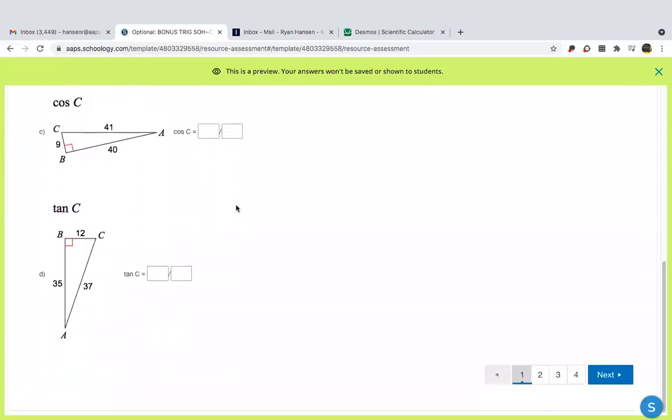So let's look at part C and D. Part C is asking for the cosine ratio from C. So I'm going to grab C as my reference angle. Here we go. And cosine, if you think about your SOHCAHTOA, C for cosine. So cosine compares adjacent on top, hypotenuse on the bottom. Cosine is a fancy word meaning the ratio adjacent over hypotenuse.